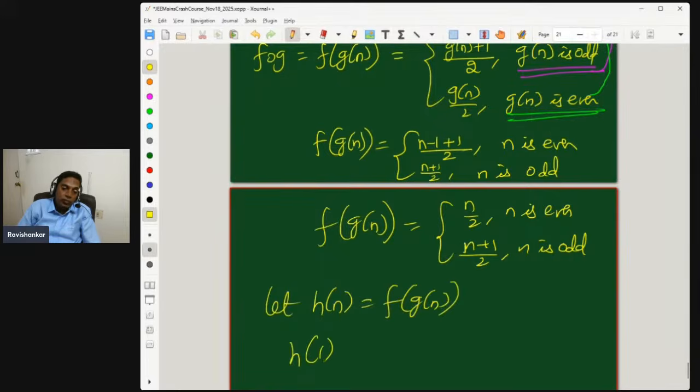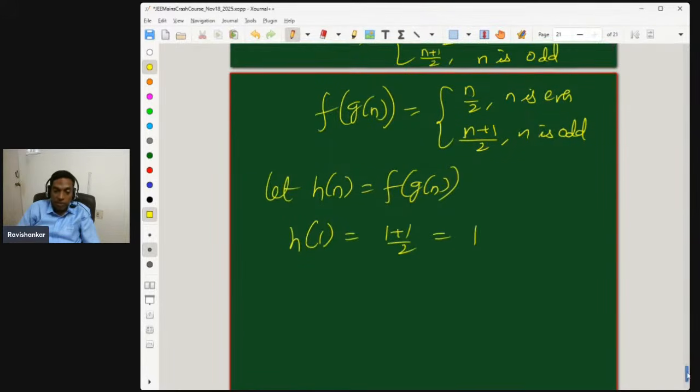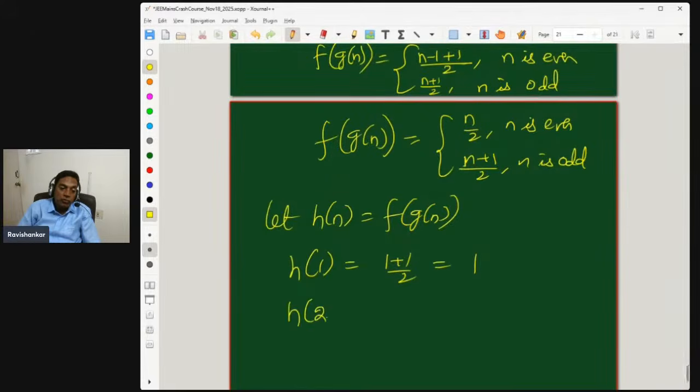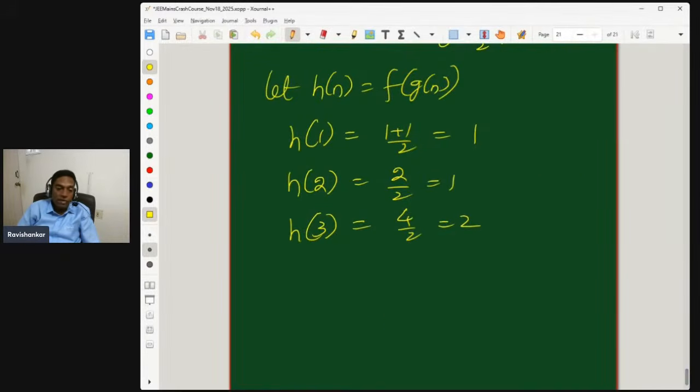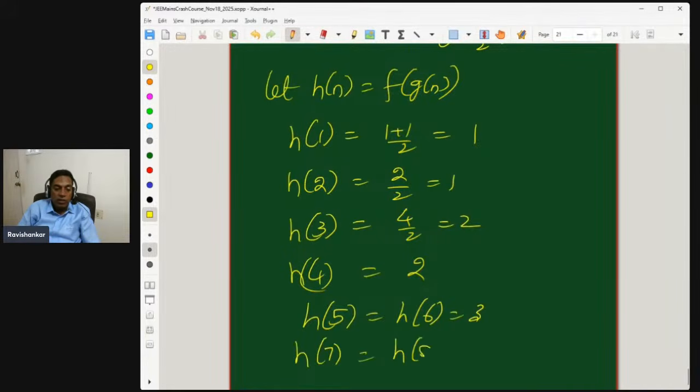So h of 1 is (1 plus 1) by 2, which is 1. H of 2 is 2 by 2, which is 1. H of 3 is 2. H of 4 is also 2. H of 5 equals h of 6, which will be 3. H of 7 is equal to h of 8 is equal to 4, and so on.